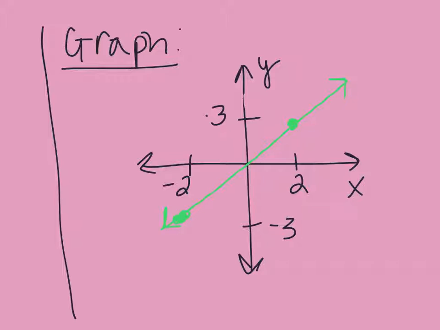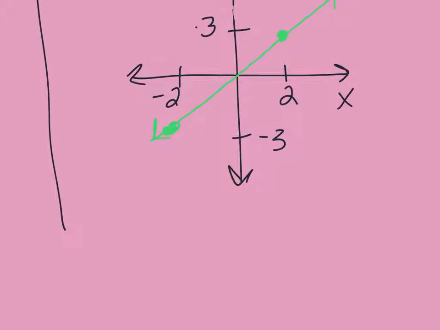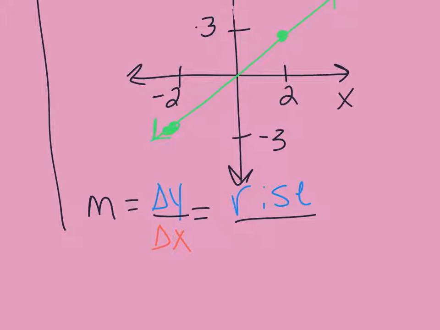So let me move up. Slope is change in y over change in x. But on a graph, since the y value is vertical, we call that the rise. And the x value is horizontal, we call that the run. So you count the distance vertically, you count the distance horizontally, that's your change in y over change in x.